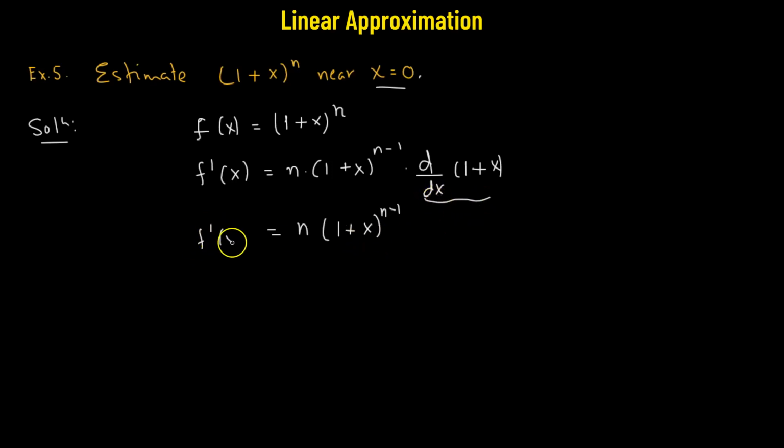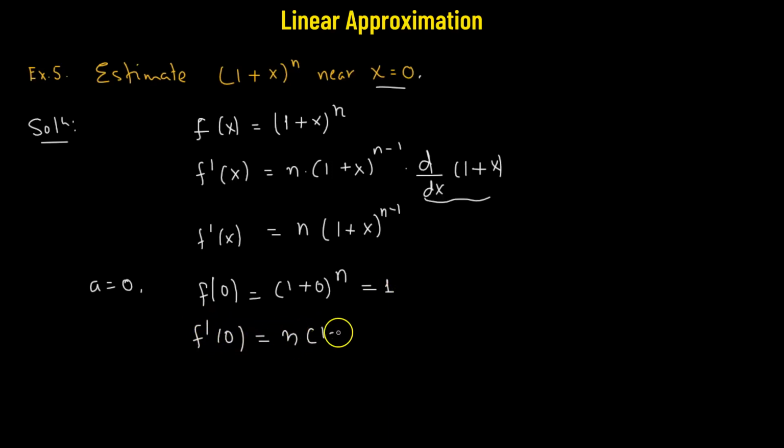So this is f prime of x. Now we have to calculate the value near x equals to 0. So that means near x equals to 0, or we can say at a equals to 0, f of 0 will be equals to 1 plus 0 raised to the power of n, which is equals to 1. And f prime of 0, this is equals to n times 1 plus 0 raised to the power of n minus 1, or simply n.